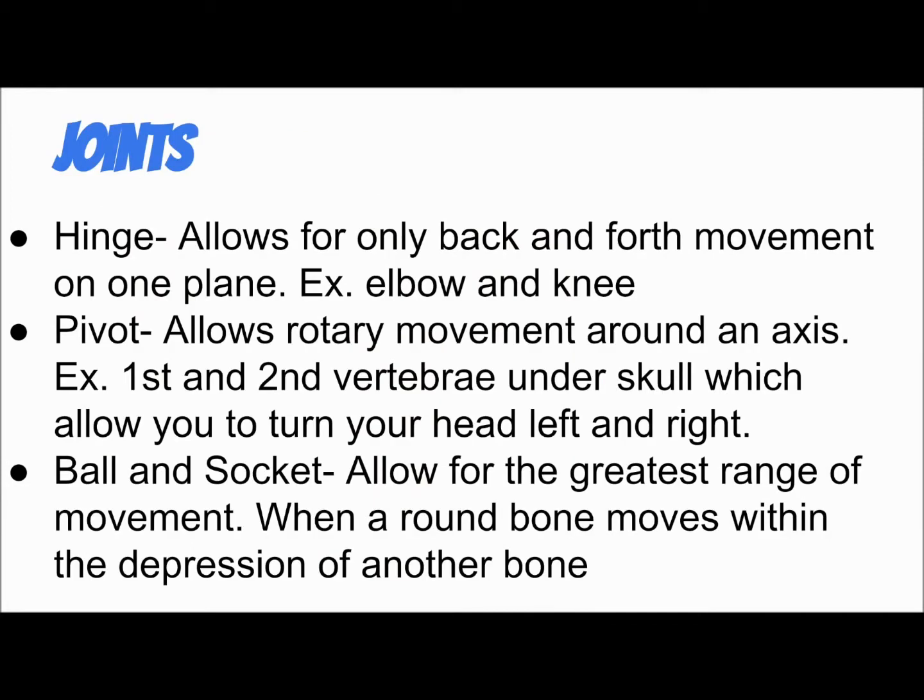Now to joints. Hinge joints, which allow only for back and forth movement on one plane, like your elbow or knee. And then pivot joints, which allow rotary movement around an axis, like moving your head left and right. And the ball and socket joint, which allows for the greatest range of movement. It's when a round bone moves within the depression of another bone, like your hip joint.